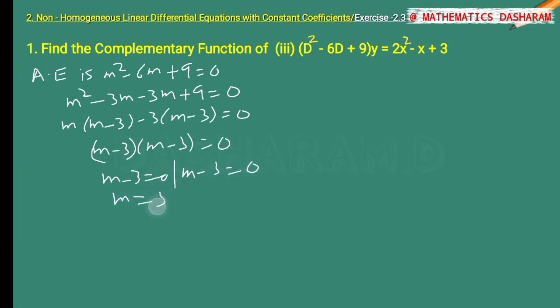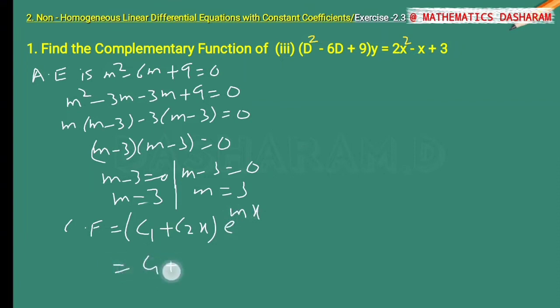Here m equals 3, here m equals 3. So the roots are real and equal. Then the complementary function is (c1 plus c2 x) e to the power of mx. So (c1 plus c2 x) e to the power of m value 3x is our required answer.